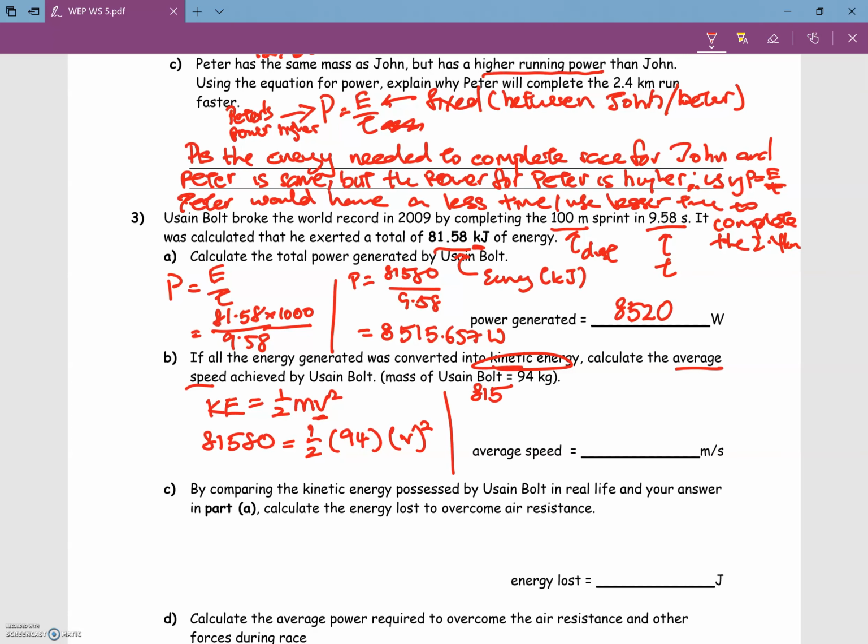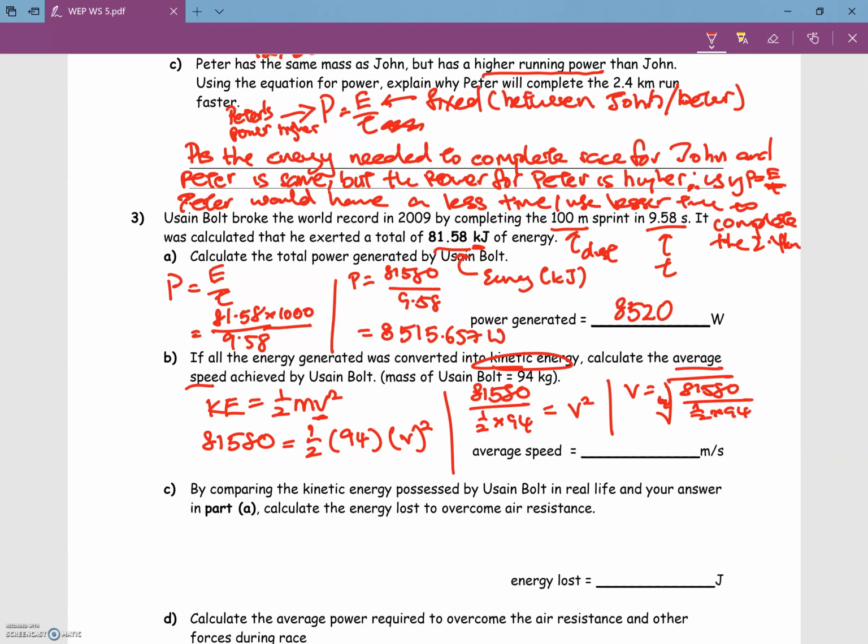So 81580 divided by half times 94 will be equivalent to v squared. So v will equal the square root of 81580 divided by half times 94. Square root of the whole thing. So if you press a calculator, this one I need to really go and press a bit, so give me some time. 81580 divided by half, divided by 94. Then I'm going to square root the answer.